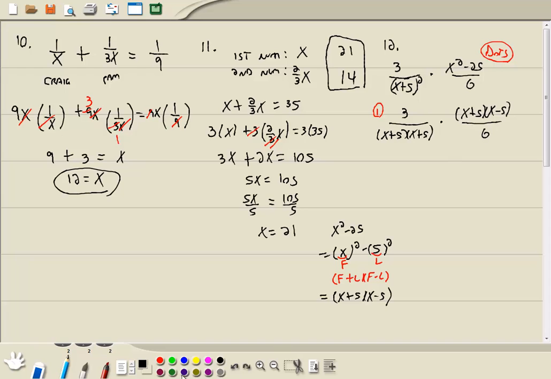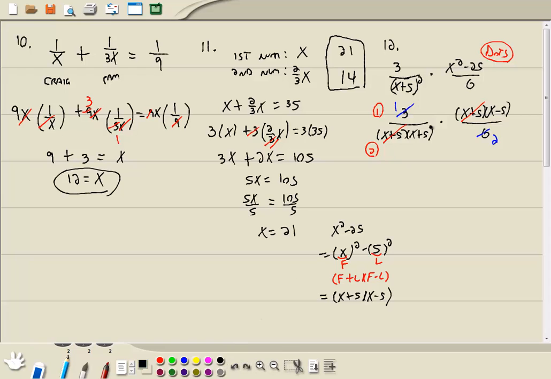Step 2, cancel. The only guideline is that one's on top, one's on the bottom, and they're the same. If we're talking about factors, numbers are treated differently. Here's an x plus 5 and here's x plus 5. Now the numbers, one's on top, one's on the bottom, and you ask yourself what's the largest number that divides into both of those. Well, 3 and 6 are both divisible by 3. 3 divided by 3 is 1, 6 divided by 3 is 2.